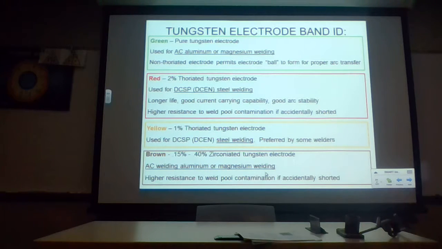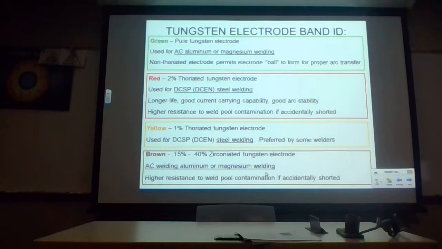The way that the tungsten electrodes are color-coded kind of identifies the type of tungsten electrode. There's a tungsten electrode that's got a green band on it, and that's primarily an unalloyed tungsten electrode that's got nothing in it.